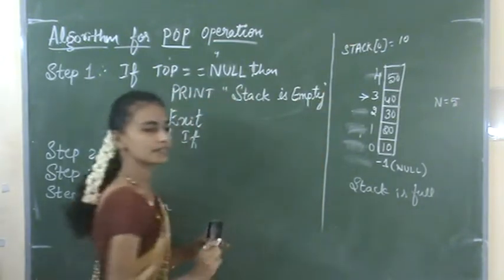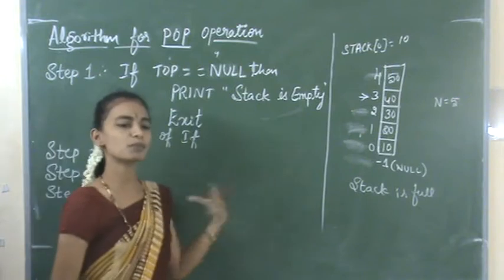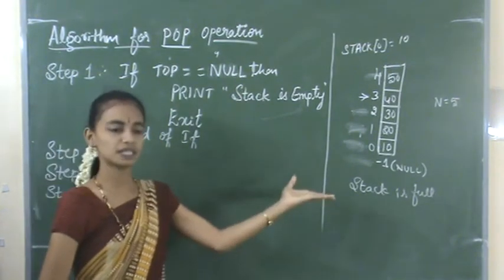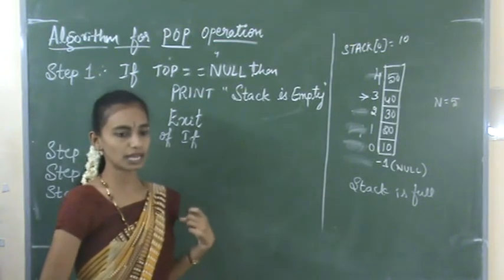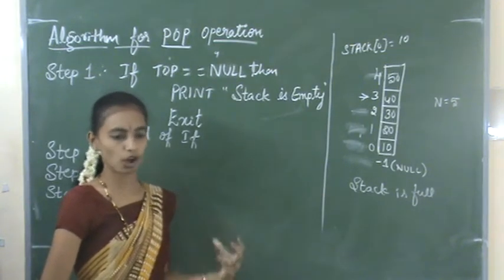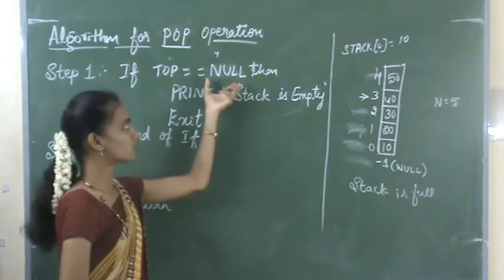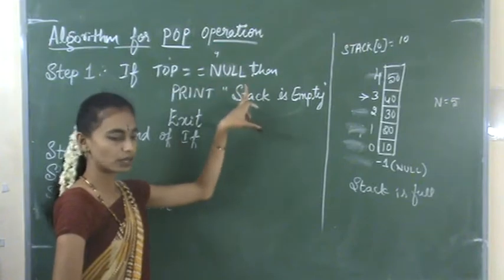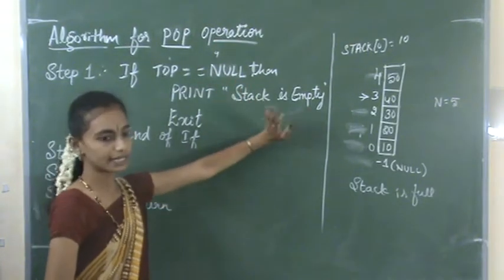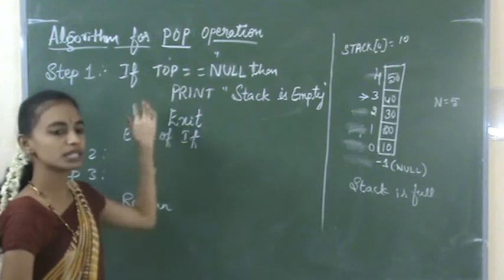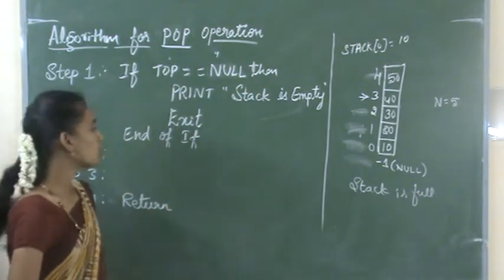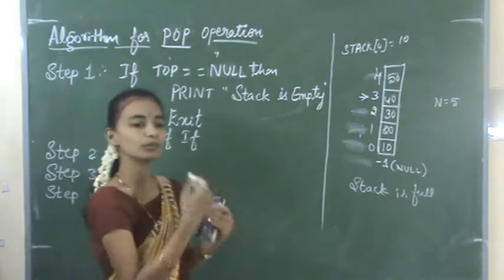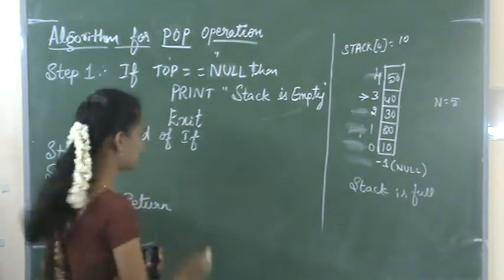So if the stack is empty, is it possible to remove any element from the stack? No. If the element is present in the stack, we can remove the items from the top of the stack. So for that we are checking the condition whether the top is equal to null or minus 1. If it is null, the stack is empty. If the condition becomes false, we have to remove from the top of the stack, right?